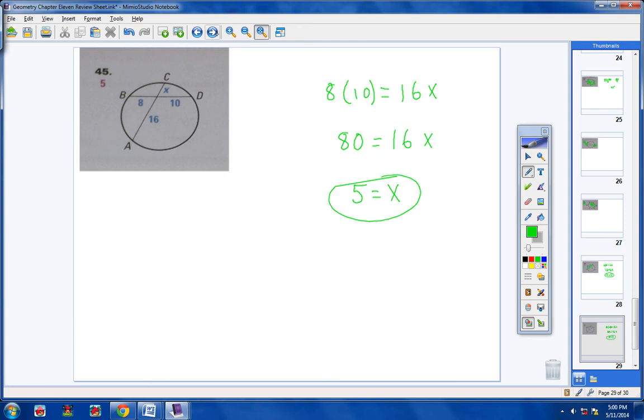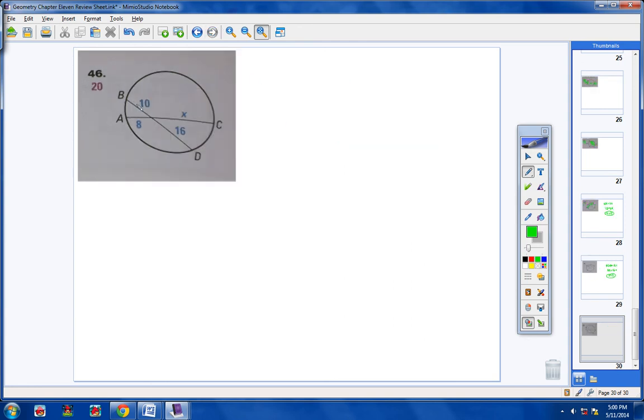One more problem and we're finished. Notice I have two chords that are intersecting inside of a circle, so I can take 10 times 16, and that will equal this segment here, 8, times this segment here, x, and 8 times x is 8x. So I really have 160 equals 8x, divide both sides by 8, and 20 equals x.